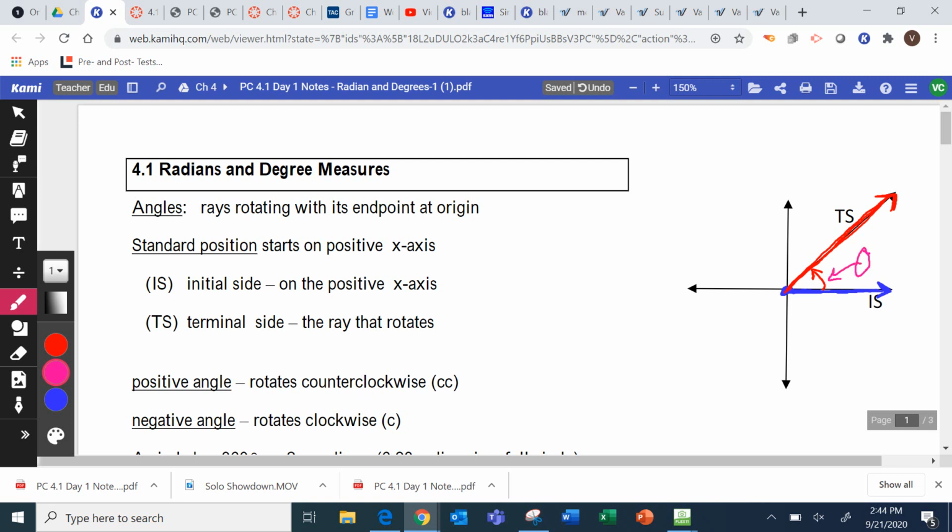Usually we're going to call it theta. It was really messy. I'm going to undo that and fix it. It's a Greek letter, theta. I'm saying theta. Theta. Okay.